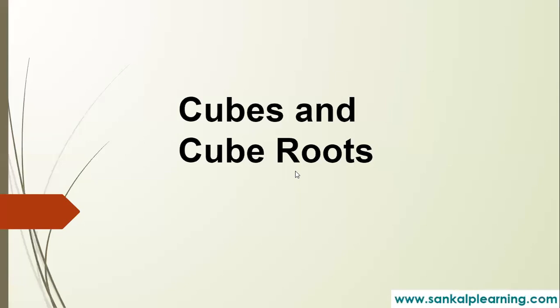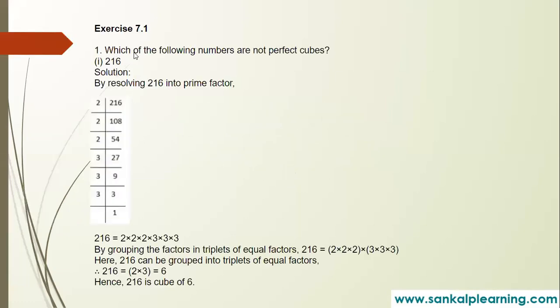Let us go for the exercise. Exercise 7.1. Which of the following numbers are not perfect cubes? First one is 216. Already you know how to find the square roots, right? By prime factorization method. In the same way, we find the cube root of numbers by prime factorization method.